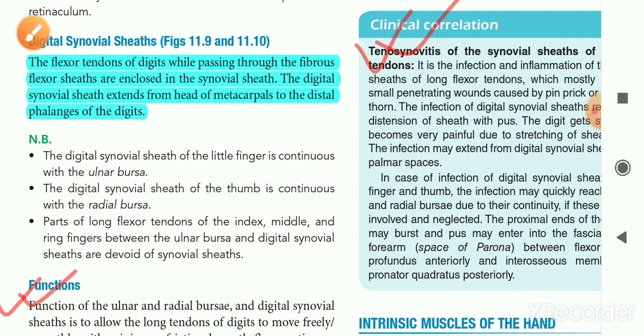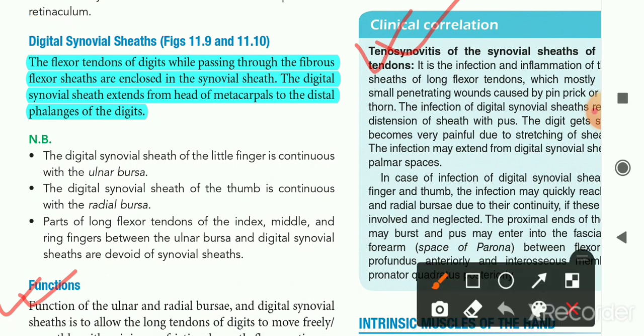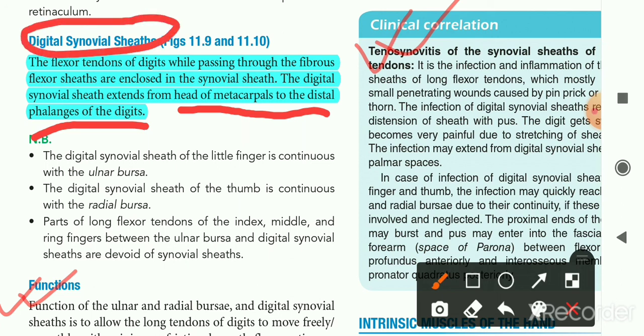And what are the distal synovial sheaths? Distal, that means they supply the digits, the middle 3 digits. The flexor tendons of the digits, while passing through the fibrous flexor sheaths, are enclosed in the synovial sheath. The distal synovial sheath extends from the head of the metacarpals to the distal phalanges of the digit. That means these synovial sheaths present on the digits extend from the head of the metacarpal up to the distal phalanx of the digits. So let's see.